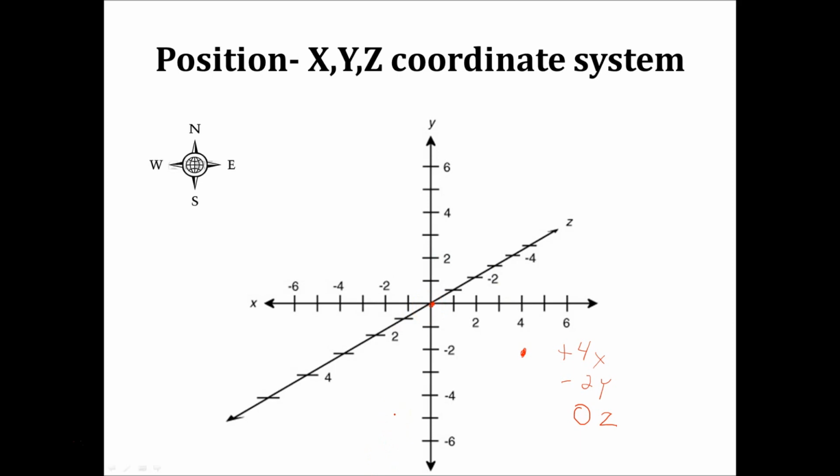Now in this class, we're typically going to just use two dimensions, x's and y's. So we also often use east, west, north, south, kind of our compass system as well, where plus x would be east, negative x would be west, and up would be north, plus y, and down would be south, negative y.